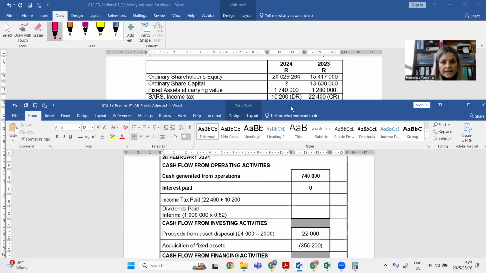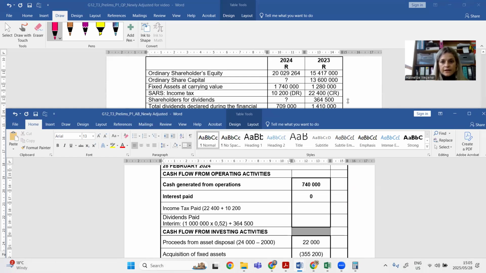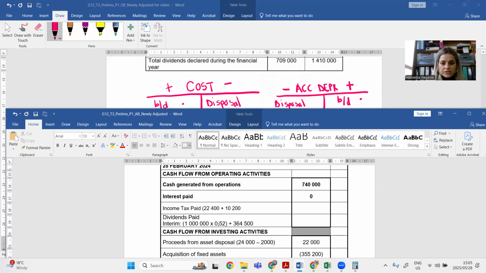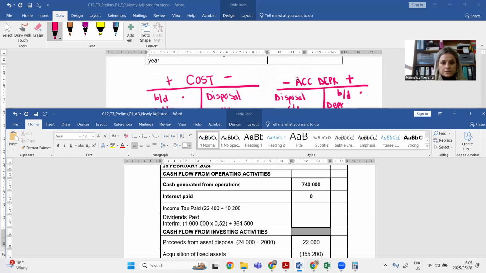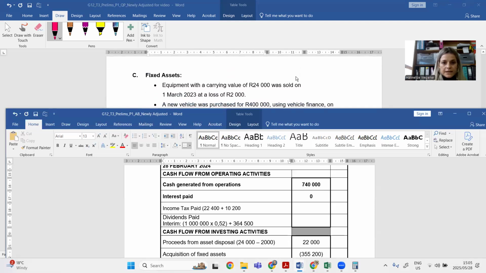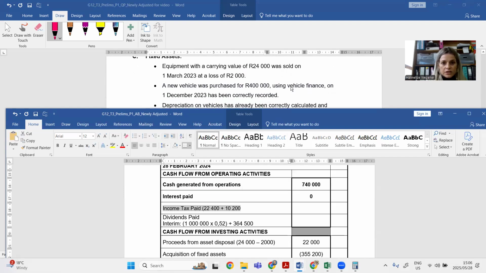So apart from the taxes that we had to pay for this year, we paid on top of that 10,200 Rand. Then shareholders for dividends last year, in other words, the final of last year to be paid this year was 364,500. And then the total dividends declared during the year, but that's fine. We had to use a calculation to get to our interim dividend for the year, so we will stick to that. So we now still need to know what our income tax expense was for the year.